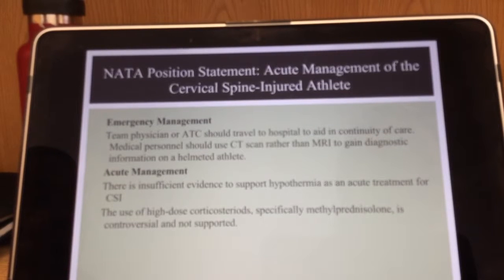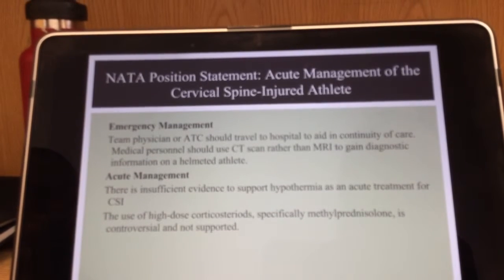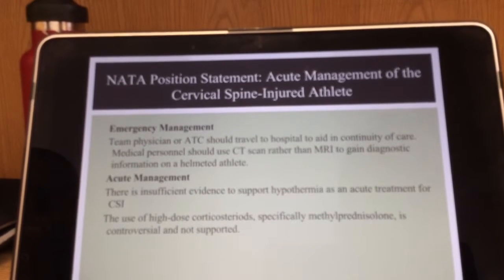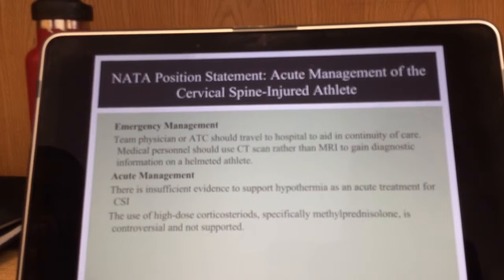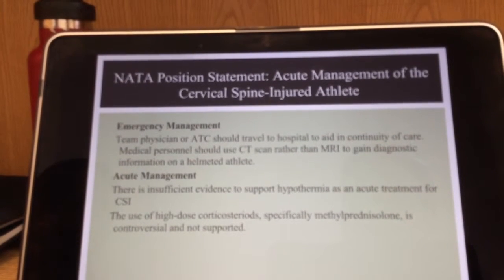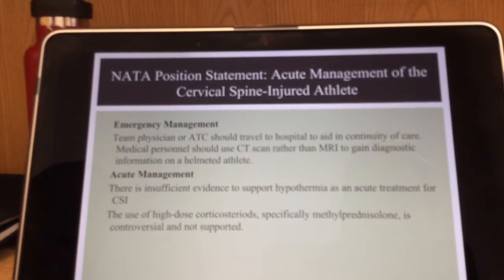There are a lot of questions surrounding it that they don't know the answer to, like what would be the optimal temperature and duration? Would local versus systemic be better? How soon after injury should this be applied? And what's the best way to rewarm? Because there is such insufficient evidence, this isn't something that is used.